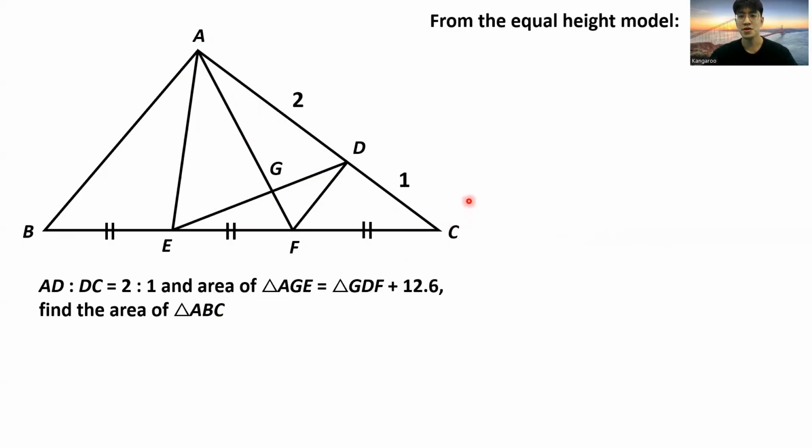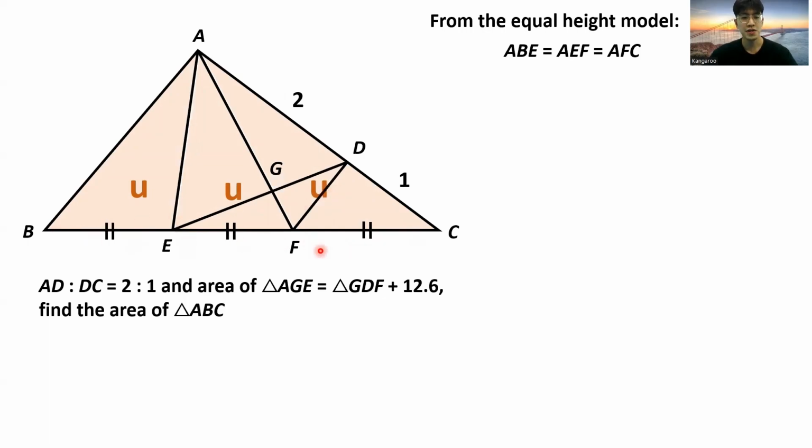Now, from the equal height model, we see that the area of ABE and AEF and AFC should all be the same because they have the same base, they have the same height. So let me denote all these areas as U, U, and U. They're all the same. Now, can you find any other model in this shape?